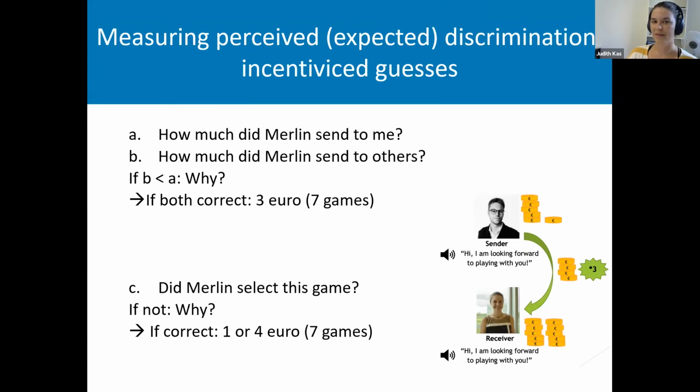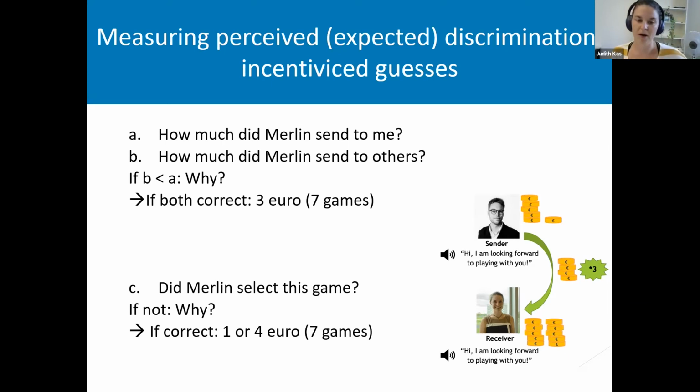So this is our measure of perceived discrimination, but as you can see, this is more of an expectation of discrimination, because people have no information whatsoever about distributions in these games, like what is an average amount being sent, and what should I compare it to?